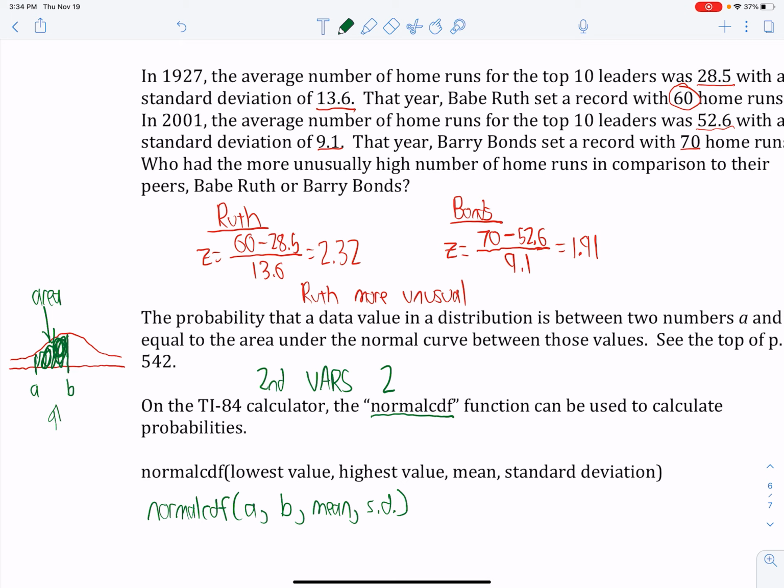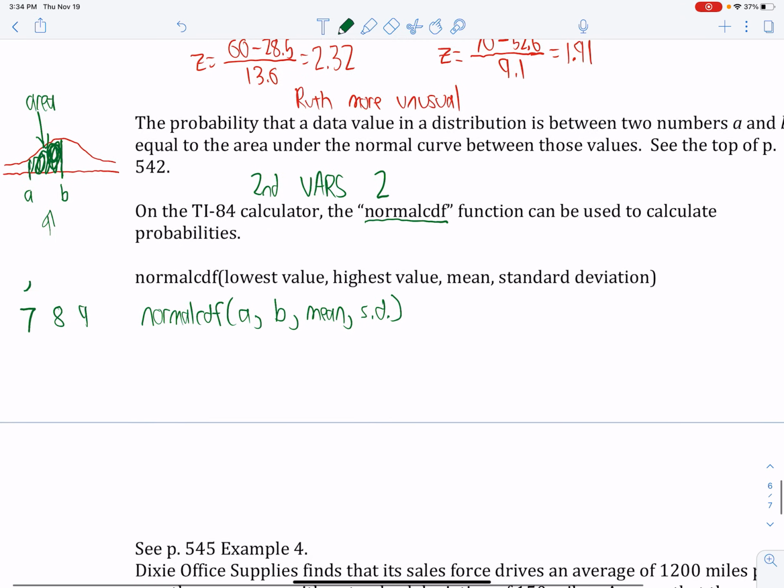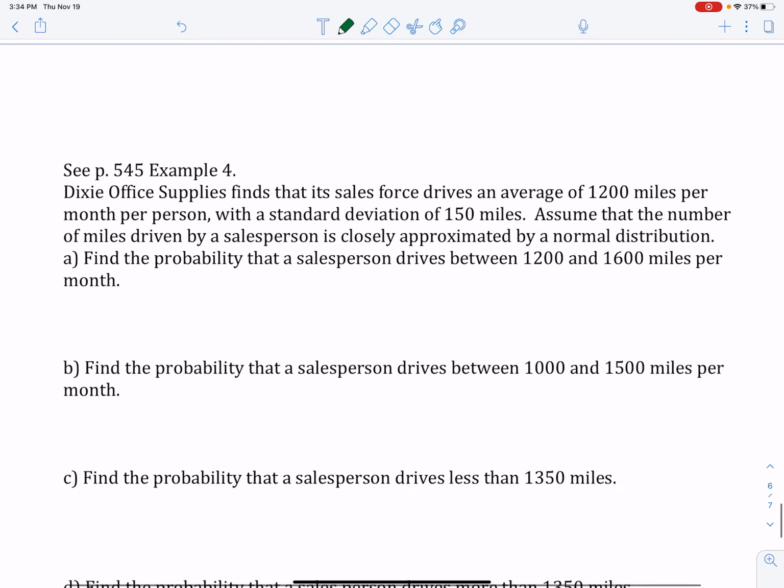The comma on the calculator, by the way, is right above the 7. If you look at the number 7 on the calculator, there's a comma key right above the 7. This can all seem really confusing until we actually get into an example, and you'll see how it works.